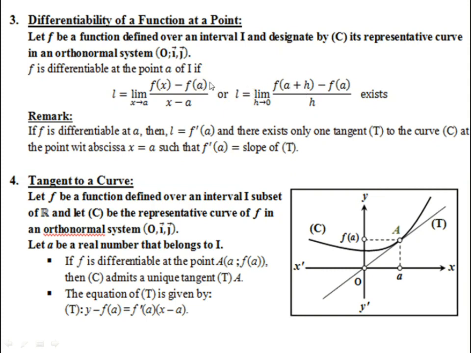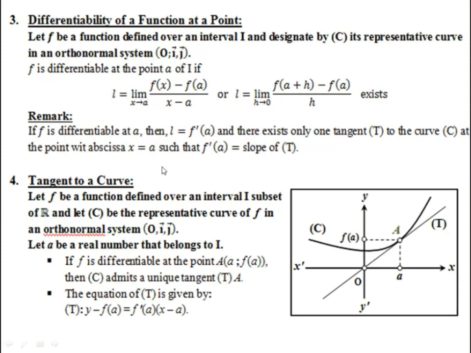So this limit has to exist. So it will be a real number and unique. Remark: if f is differentiable at a, then f prime of a is L. So L will be the derivative of f at the point a. And there exists only one tangent T to the curve C at the point with abscissa x equal a. Because L is unique, so f prime is unique, and f prime is the slope of the tangent. So we conclude that we have a unique tangent to the curve C at the point with abscissa a.